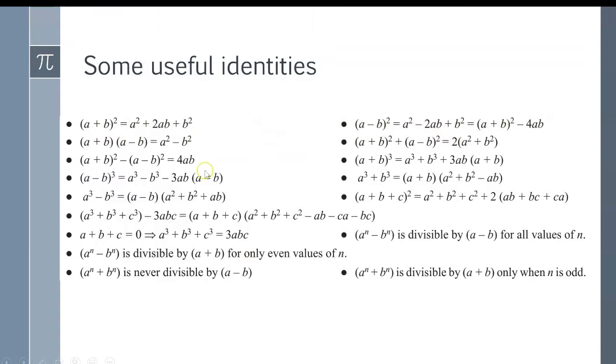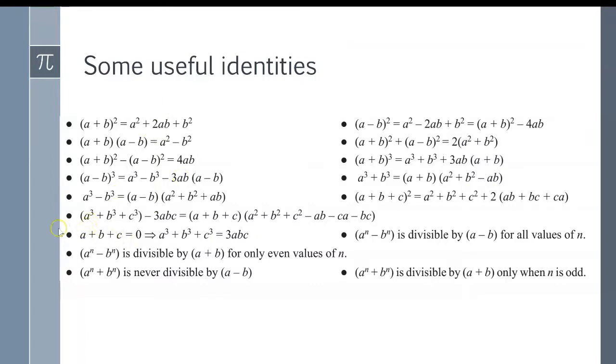Now we will also use some useful identities. I advise you to note them down in your notebook, but it is just a revision. So (a plus b) whole square is a square plus 2ab plus b square. (a minus b) whole square is a square minus 2ab plus b square. We can also represent (a minus b) and (a plus b) with the help of minus 4ab. So these are identities that you should learn by heart because they are very, very useful in the factorization process.